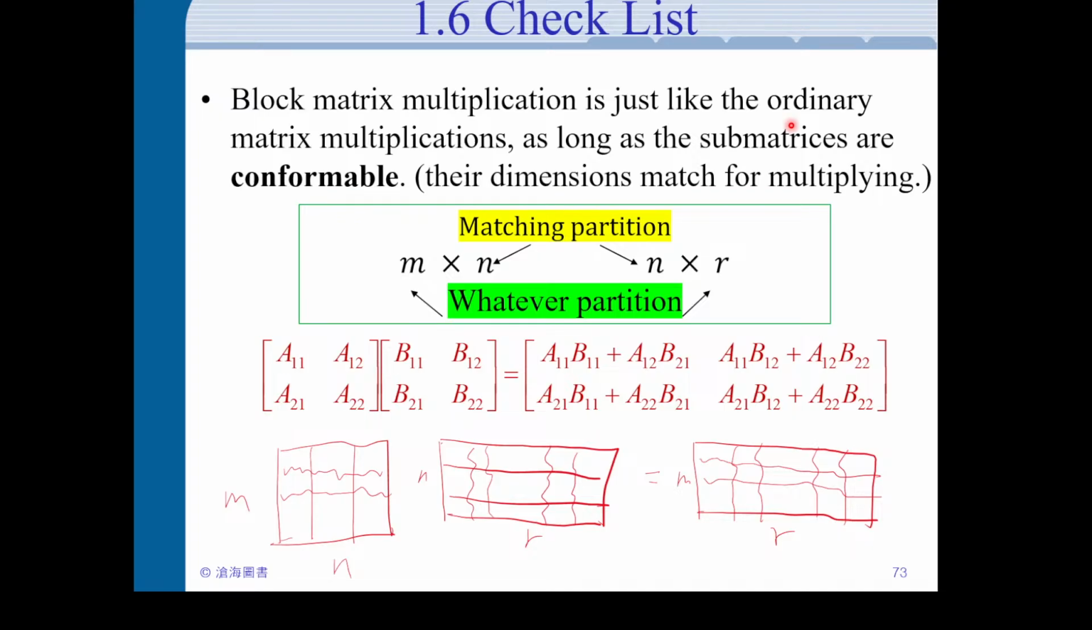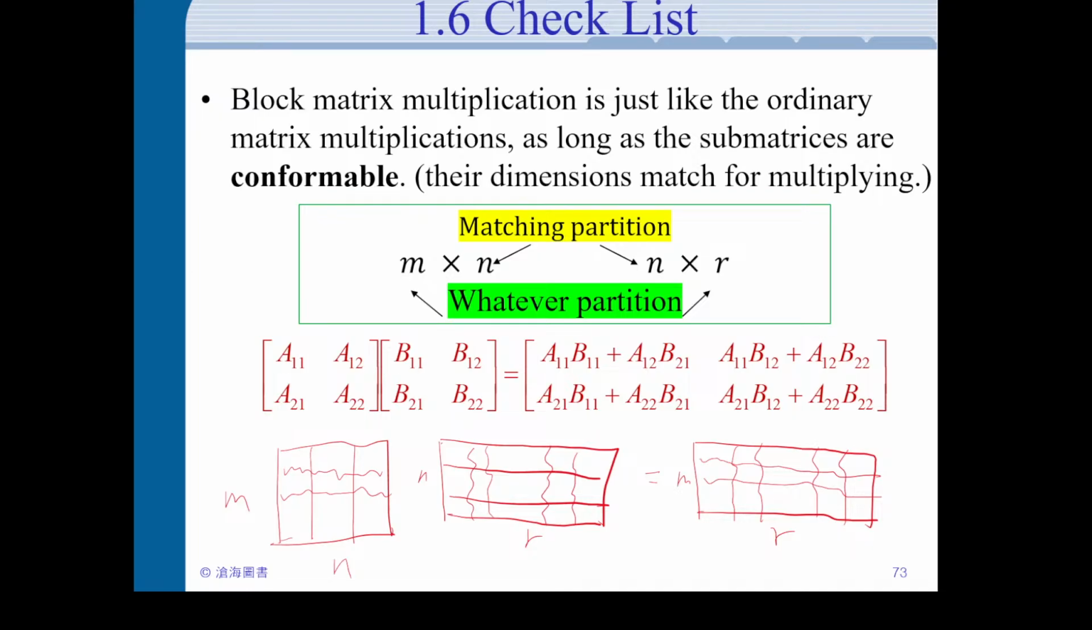So here is the checklist. Block matrix multiplication is just like ordinary matrix multiplication. Say you have a 4x4 block, then just multiply each block together, and add them together like each block is a scalar. But remember that when we want to have this kind of block multiplication rule, we need matching dimensions. It means that the partition on this dimension and the partition on this dimension need to match, like here.